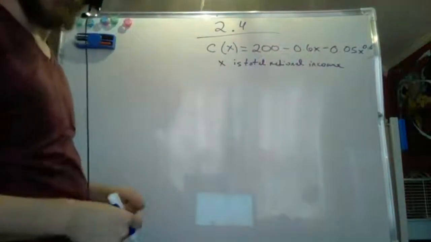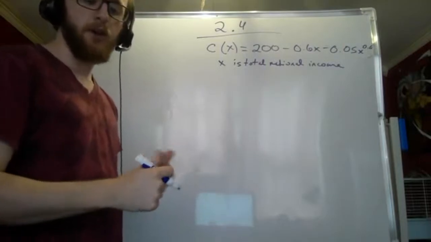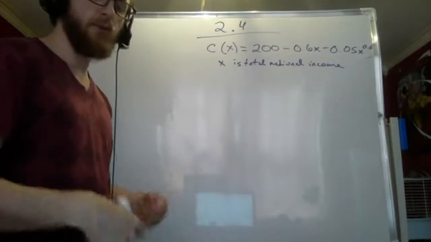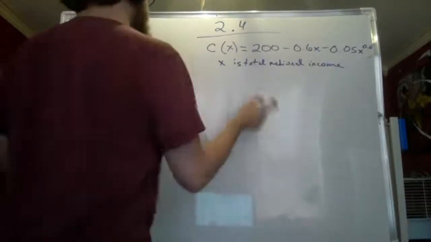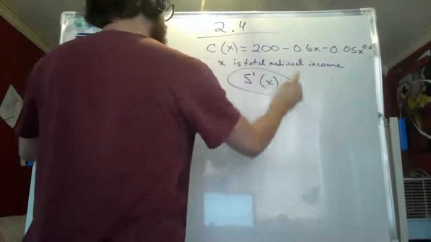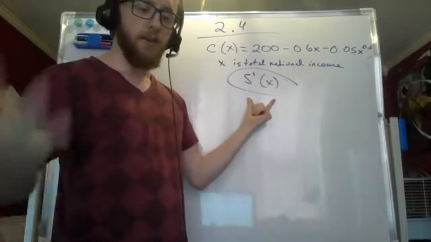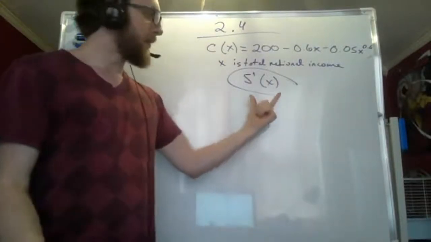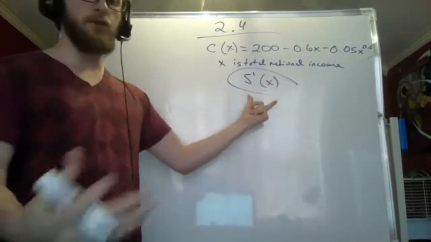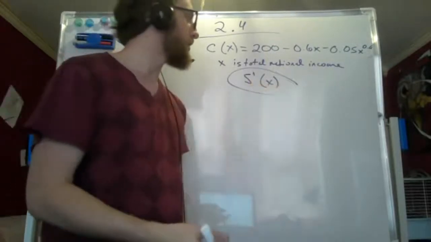Now the question asks us to determine the marginal propensity to save. Okay, so let's step backwards. What's marginal propensity? Well, that's a derivative. What's save? Well, that's our savings function. So what are we looking for? We're trying to find s prime of x. Now that's the thing with a lot of these questions. Oftentimes they'll just ask you, in this case, what is the marginal propensity to save? They don't tell you what is s prime of x. They won't ask it like that. You've got to know the vocabulary terms so that you can look for the correct equation. So here we go. We're looking for s prime of x.